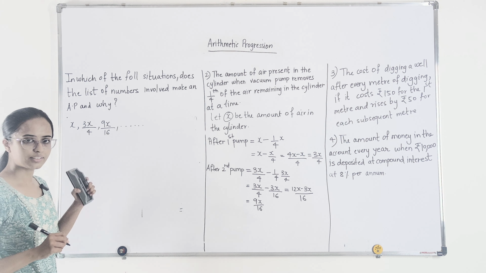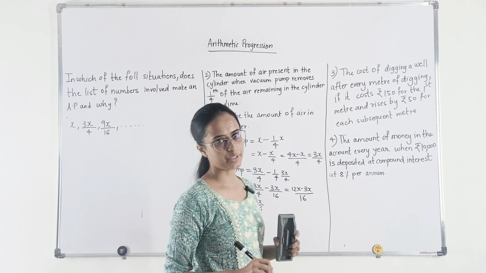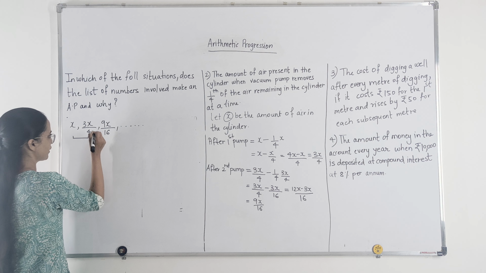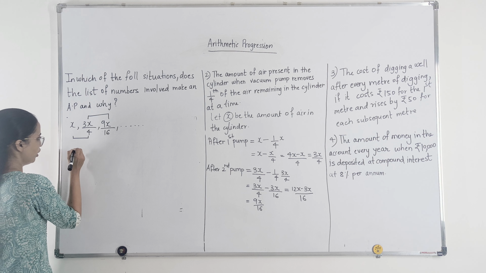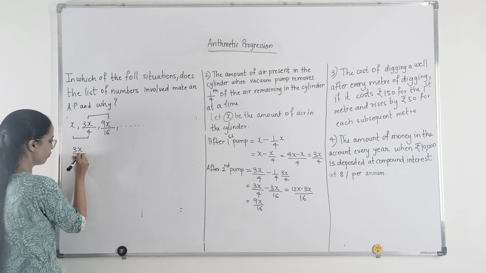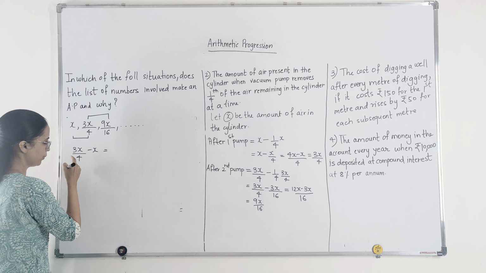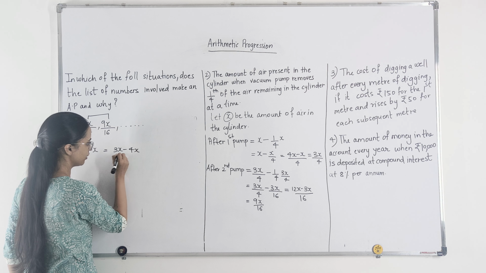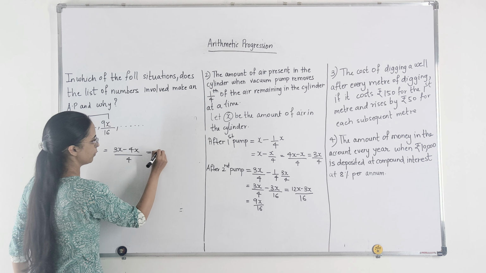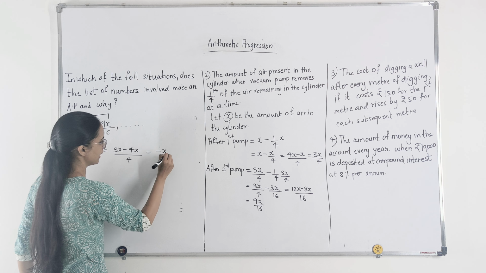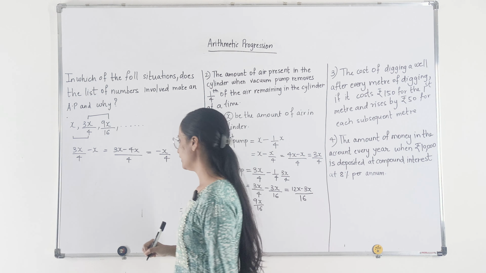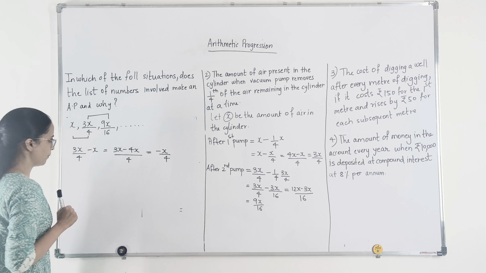Now let us see whether this sequence is forming an arithmetic progression or not. तो उसके लिए अपन क्या करेंगे? We are going to subtract these two terms and these two terms. So 3x upon 4 minus x is equal to, again I'm going to take the LCM. So 3x minus 4x the whole upon 4. So that is equal to minus x by 4. Again, if you recollect your previous video, common difference can be negative, it can be positive, it can be even 0. In this case, we are getting minus x by 4.